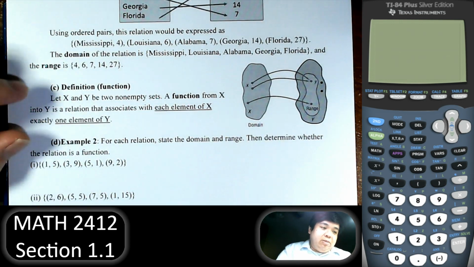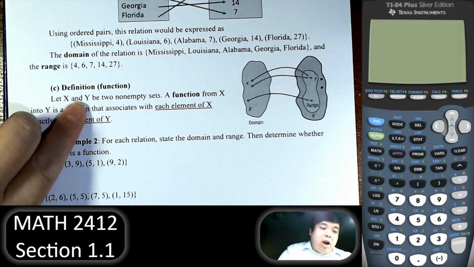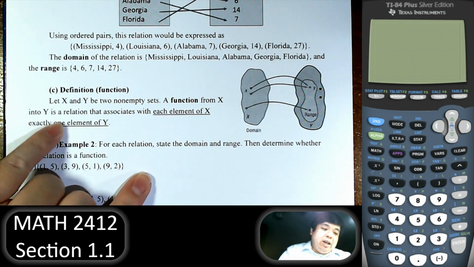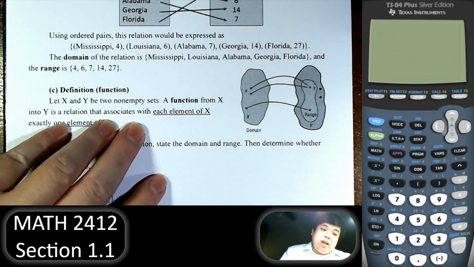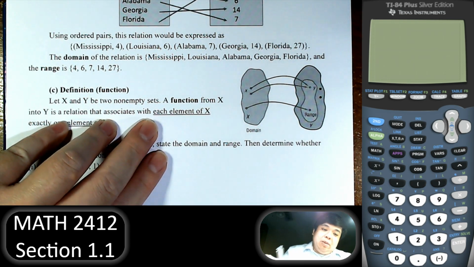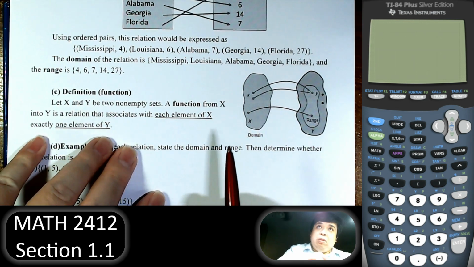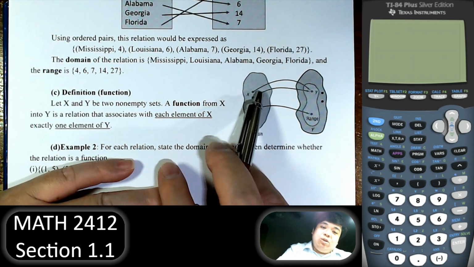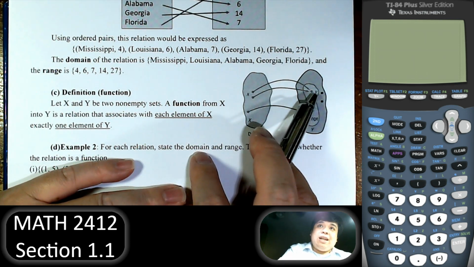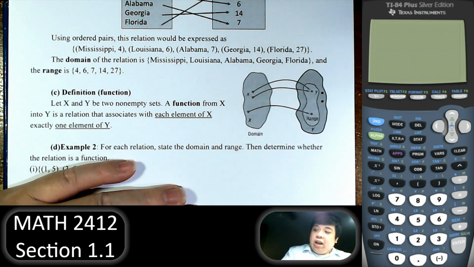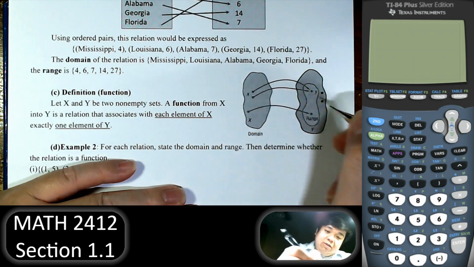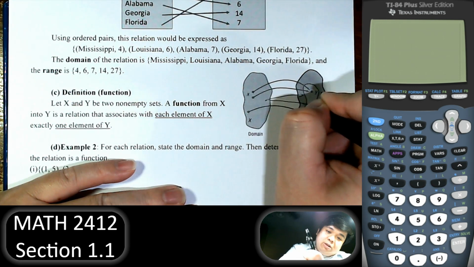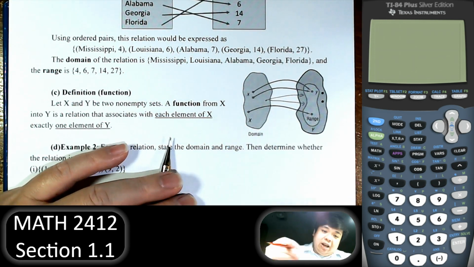Definition of function. Let x and y be two non-empty sets. A function from x into y is a relation that associates each element in x with exactly one element in y. So we can see here we might have two different x values that go to one y value. That's perfectly fine. What we cannot have is one x value that goes to two different y values. We cannot have this.